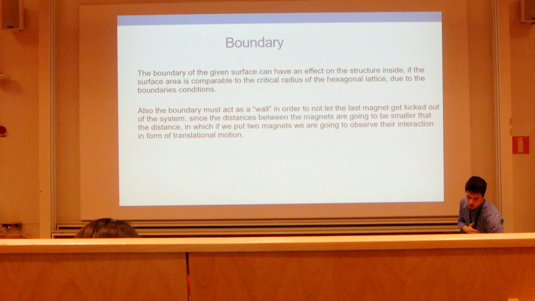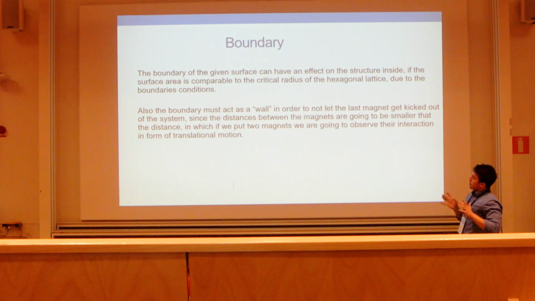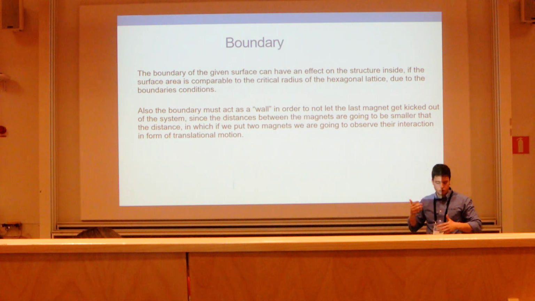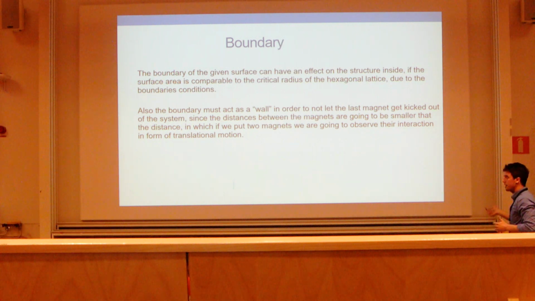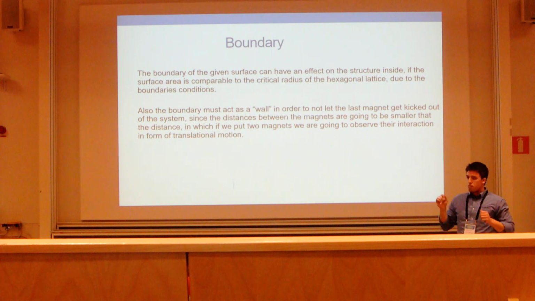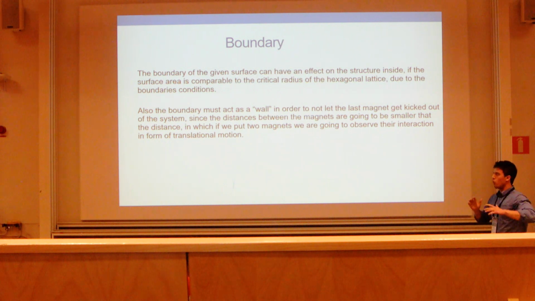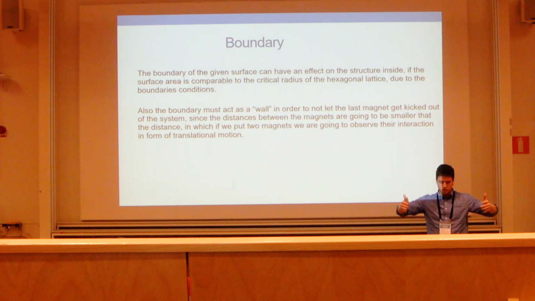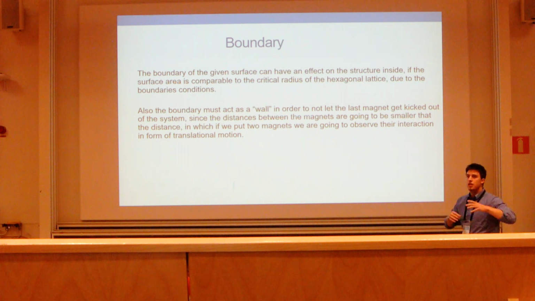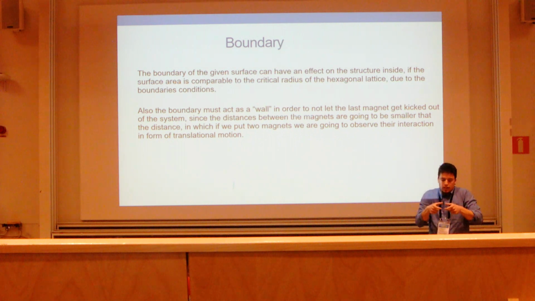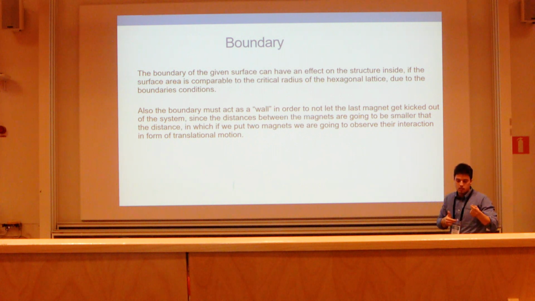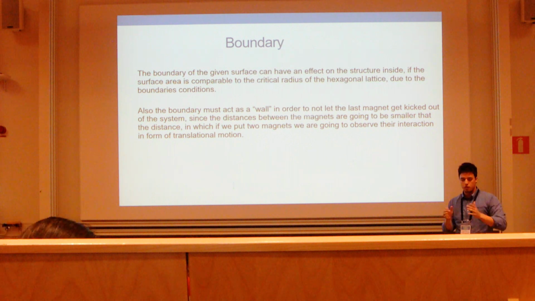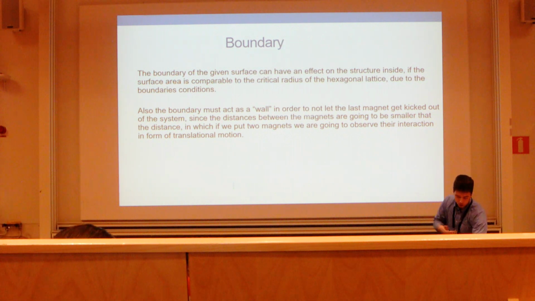And there are parameters. Firstly, the boundary. The boundary of a given surface can have an effect on the structure if the surface area is comparable to the critical radius of the hexagonal lattice, as we said before. But also, the boundary must act as a wall, in order to not let the last magnets of the system get out, since the distances between the magnets in the hexagonal lattice are going to be smaller than the distance at which, if we put 2 magnets together, we would observe their interaction in the form of translational motion.